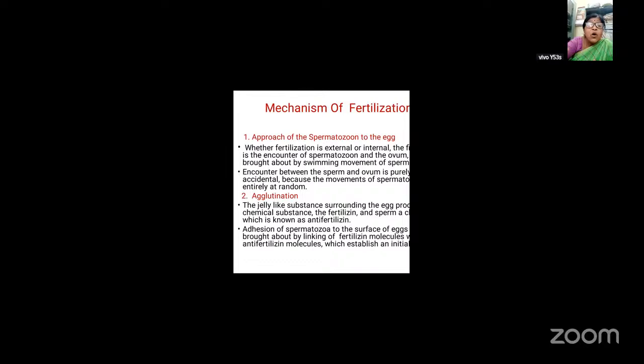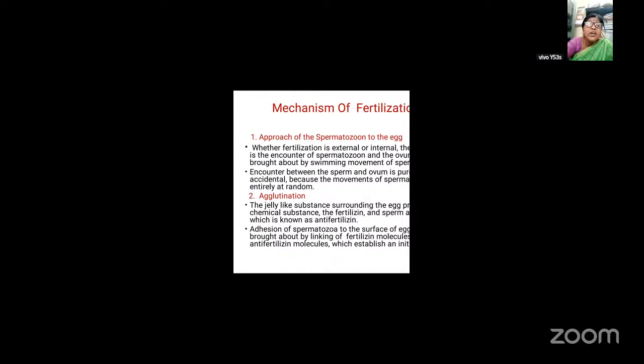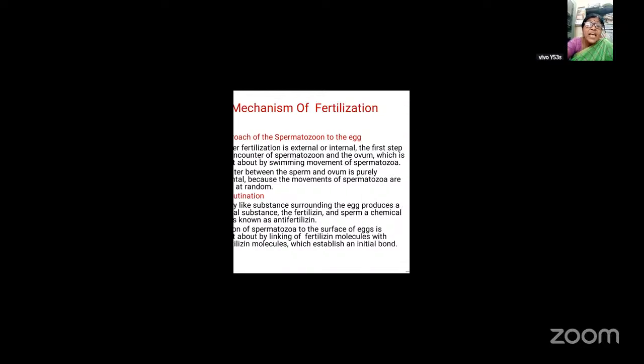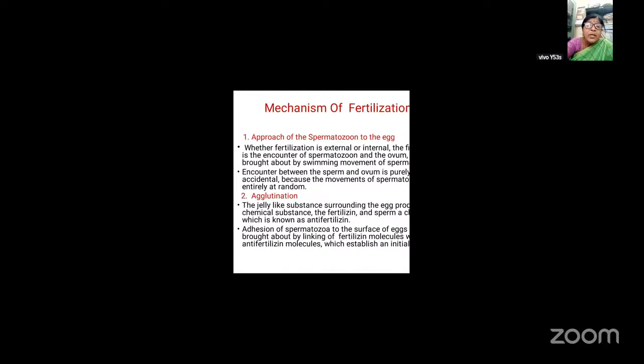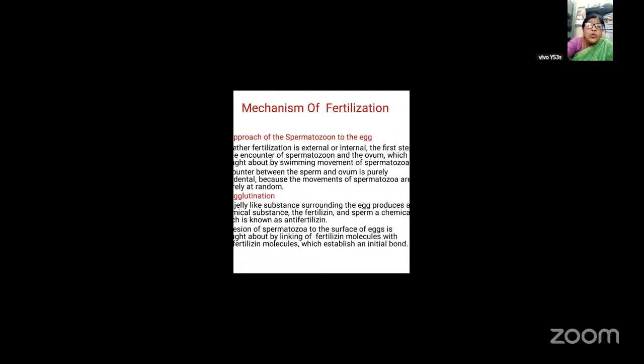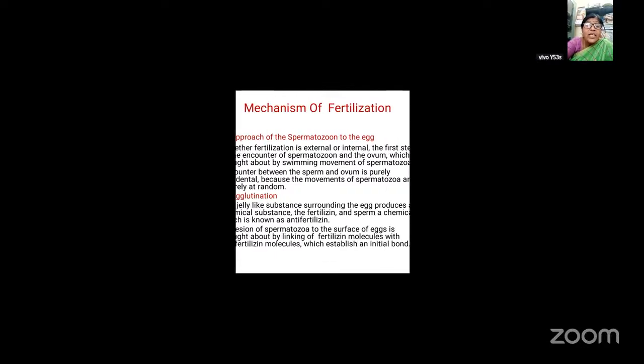The next step is agglutination. When the spermatozoa reach near the egg, the jelly-like substance surrounding the egg produces a chemical substance called fertilizin, and the sperm produces a chemical known as antifertilizin. So the jelly-like substance which surrounds the egg membrane is called fertilizin, and similarly, the sperm also produces a chemical substance called antifertilizin.